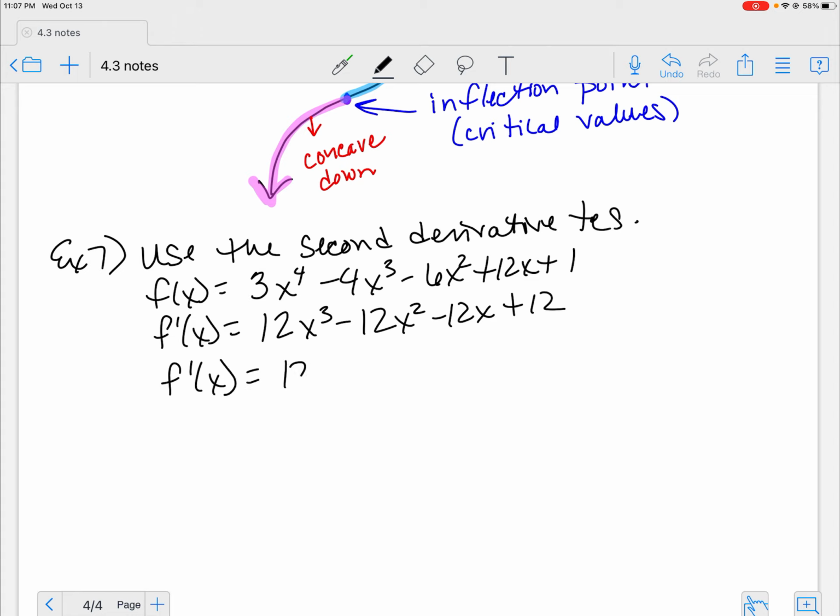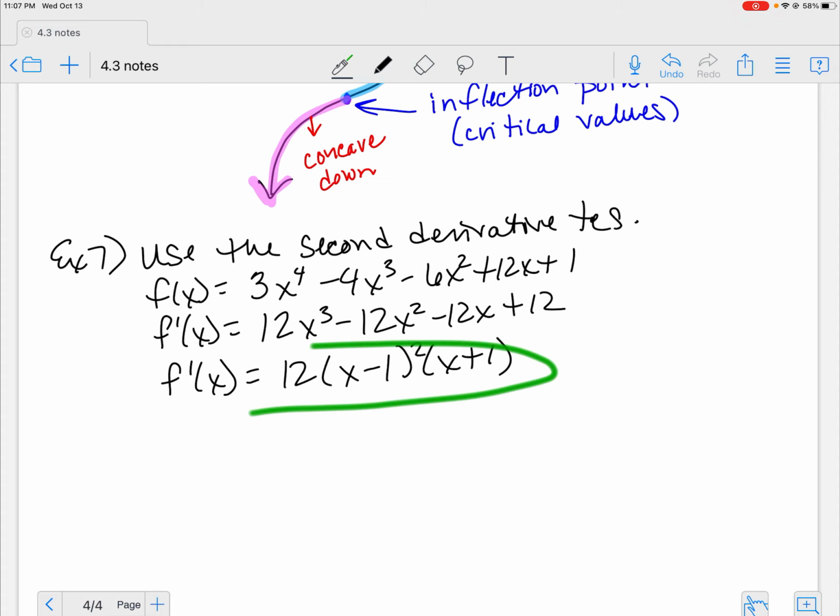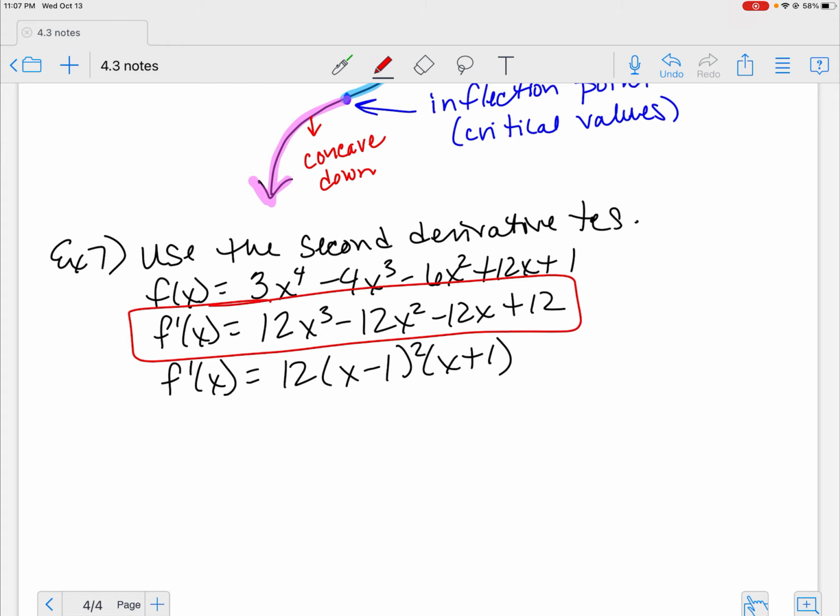And what we did with the first derivative test is we factored it. Now here's my question to you. Yes, we factored this because it worked really well to find critical values. However, what am I going to be looking at whenever I try to do a second derivative? Do I want to look at the factored form? No. So in order to get the second derivative, we are going to look up here at the polynomial, and take my second derivative from that. So we've got 36x squared minus 24x minus 12.